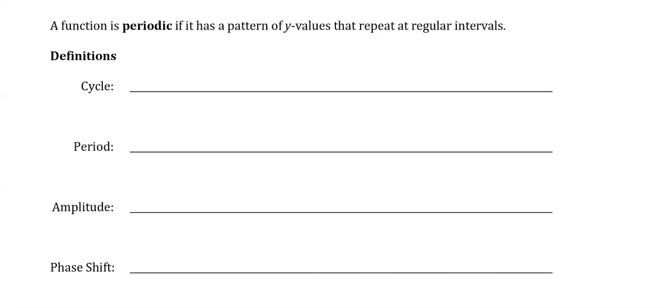Okay, so one of them is a cycle, and a cycle is like one pattern. So for the Ferris wheel, it would be when you start at the bottom and you go around once back to the bottom. That would be one cycle of the graph of the periodic function. Okay. A period is the length of one cycle.